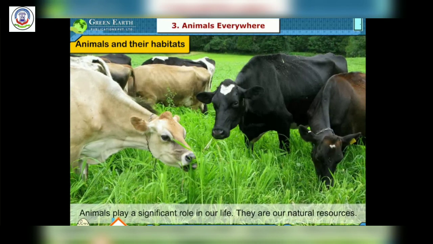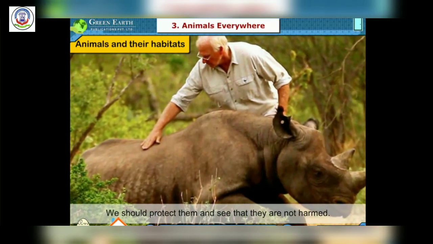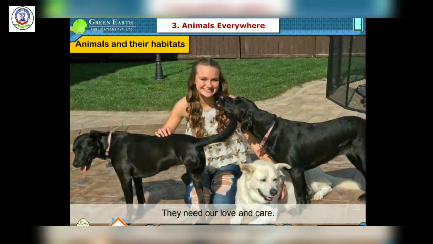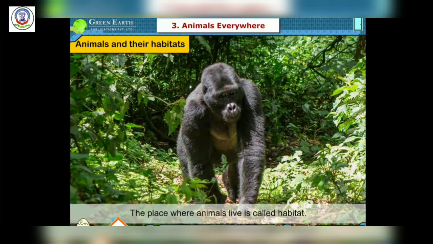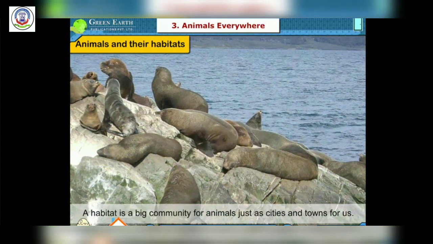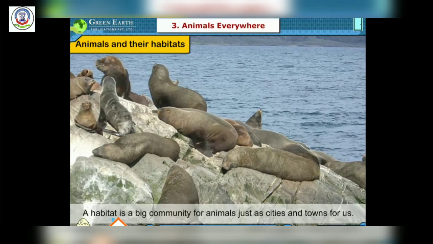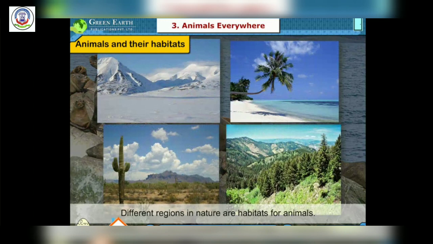They are our natural resources. We should protect them and see that they are not harmed. They need our love and care. The place where animals live is called habitat. A habitat is a big community for animals, just as cities and towns for us. Different regions in nature are habitats for animals.